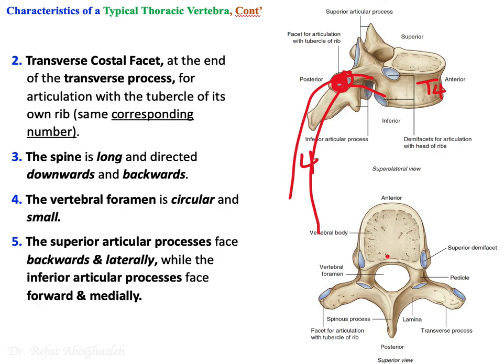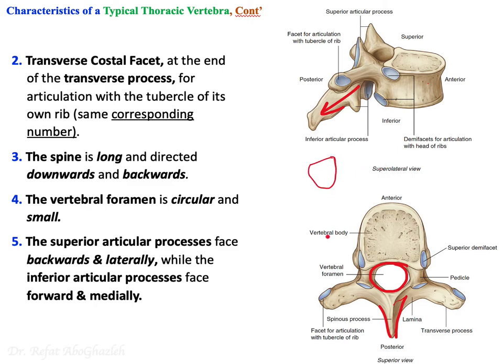Okay, what else? Look at the spine. The spine of the transverse process here is long. And here also, if I raise this, I will show you, here is the transverse process. So the transverse process is long and directed downward and backward. While if you look at the vertebral foramen here, you will see it's circular. If you go up in the cervical vertebrae, it's mainly triangular in shape. If you go to the lumbar, it's also kind of triangular. But the vertebral foramen of the thoracic vertebra is circular and small.